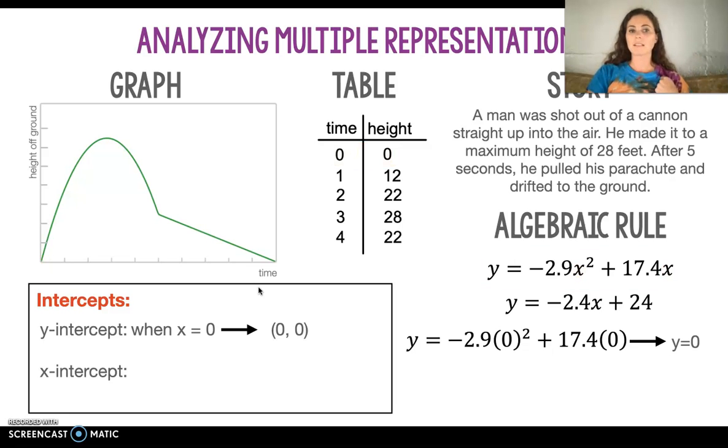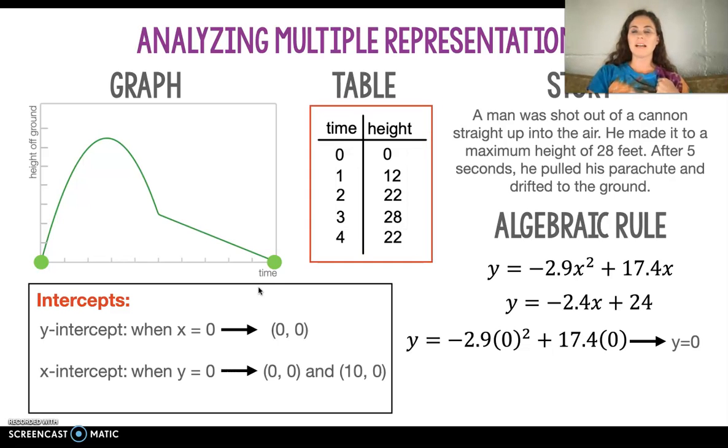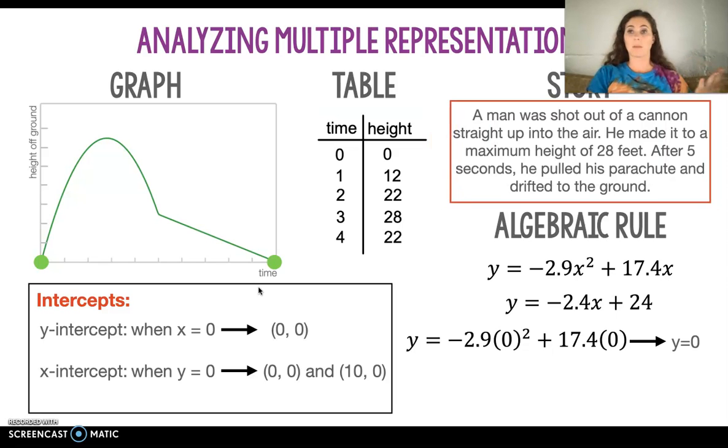If I want to find the x-intercept, that's always going to be when y is 0. Easy to see on a graph. That's the x-axis. Those 2 points right there, (0, 0) and (10, 0). If I look at the table, I can only see that (0, 0). So the table doesn't give me all of the information that I need. In the story, it doesn't tell me at all anything about the x-intercepts. It doesn't tell me when he comes back to the ground. It doesn't really tell me when it starts. So the story in this instance is not a great representation to use if you're being asked to identify those intercepts.